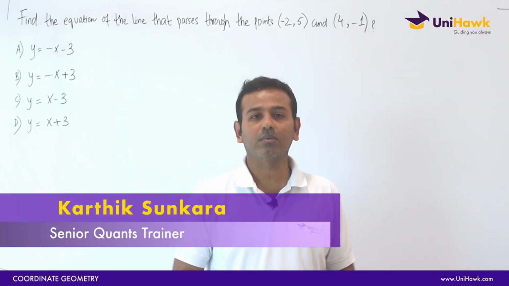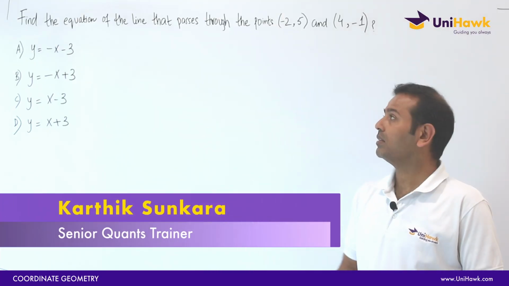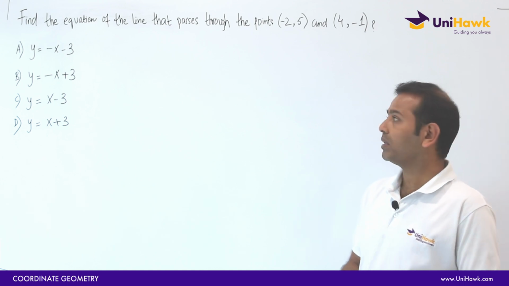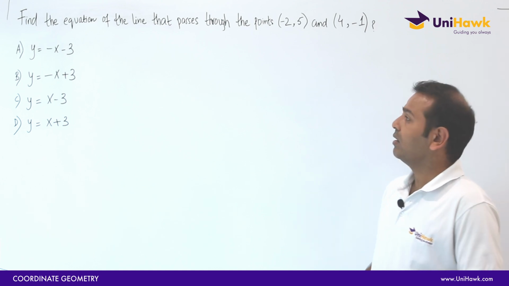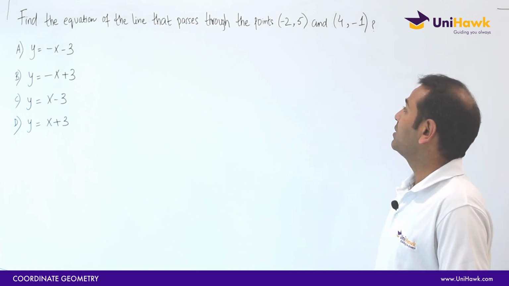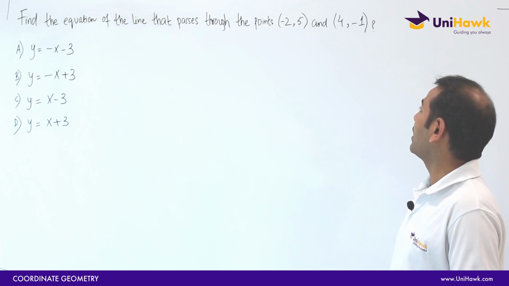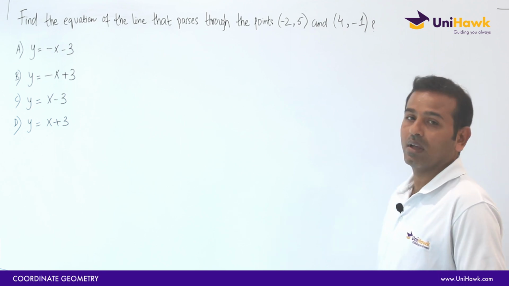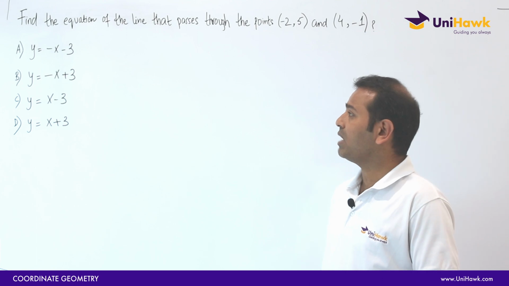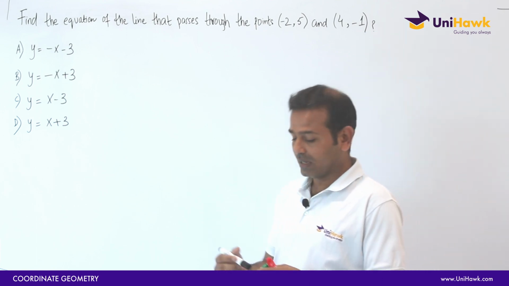Hi, let's do the concept called quadrant geometry, and this is one of the important question types in quadrant geometry, right? Let me read the question. Find the equation of the line passes through the points -2, 5 and 4, -1. And if you look at the options, they are in the form of y equals mx plus c, right?